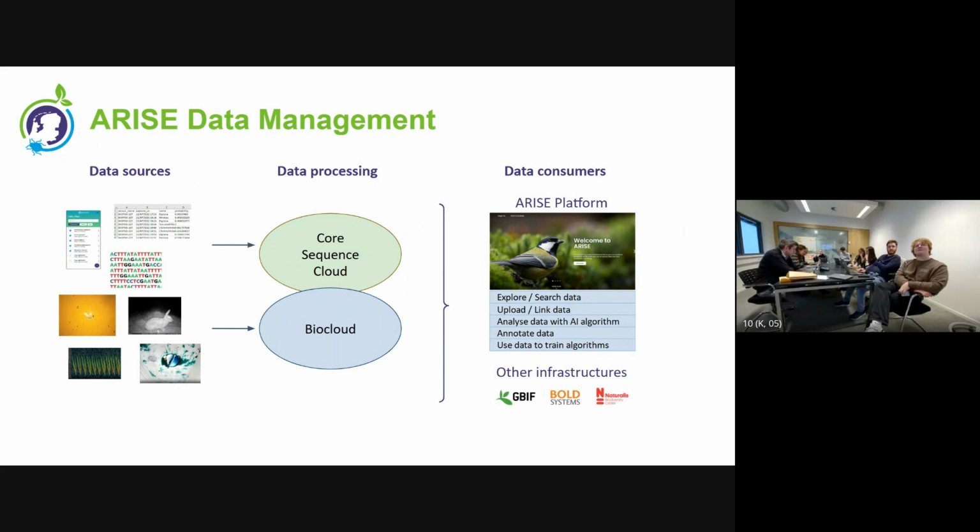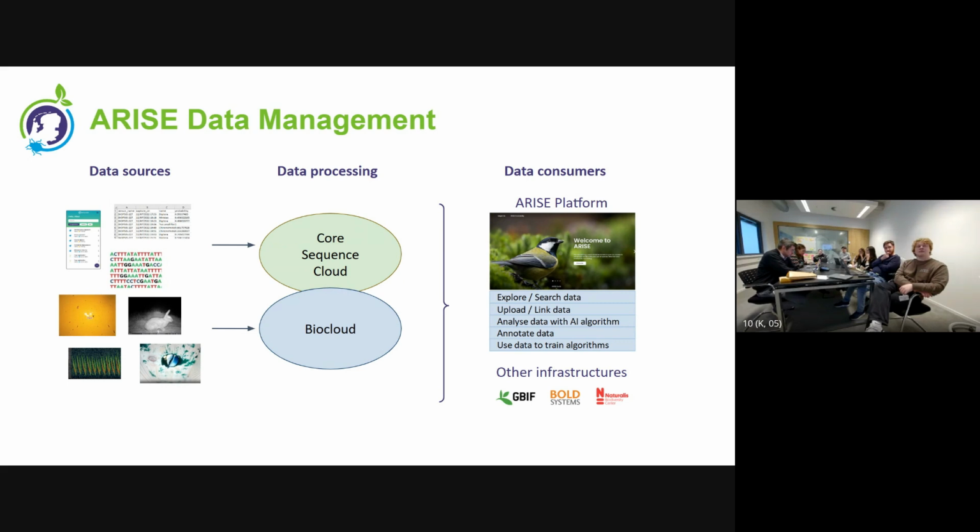All right, all that data. So all the data that the other teams are generating and collecting needs to be managed somehow. And for this, we have a big system with 2 different data models, as we call it. So all the DNA related data goes into the core sequence cloud, and all the sensor AI related data goes into the bio cloud. And both live in the same system.